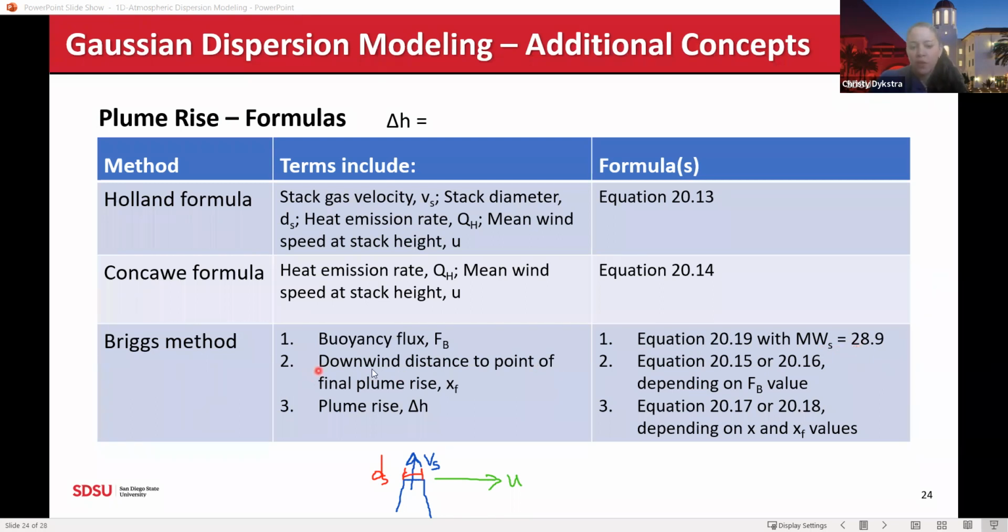Then once we have our buoyancy flux, we're going to calculate the downwind distance to the point of the final plume rise, or XF. And what that means is, if we get back to our drawing here, this is our stack, right? And we have some sort of center line of our plume rise. And we want to find where it finally gets to that final plume rise where the center line no longer is rising anymore. If this is our X direction right here, this is going to be our XF.